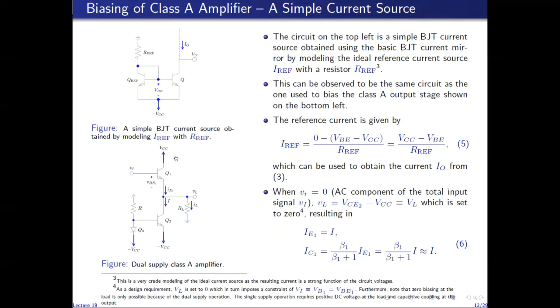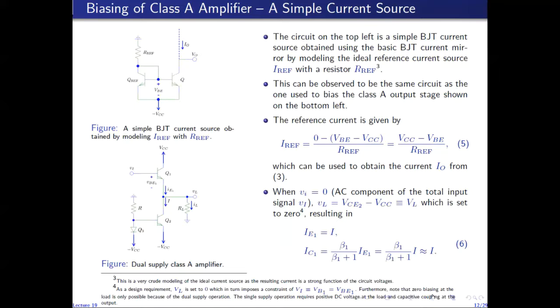So under the quiescent conditions, under the DC conditions, which is also called the quiescent state of the amplifier. The quiescent state corresponds to the state of the amplifier when there is no signal applied to the amplifier. So under the quiescent conditions, when the DC load voltage is constrained to be 0, there is a constraint on the DC component of the voltage at the base, that it should be equal to VBE1, the forward bias voltage across the base emitter junction of Q1.